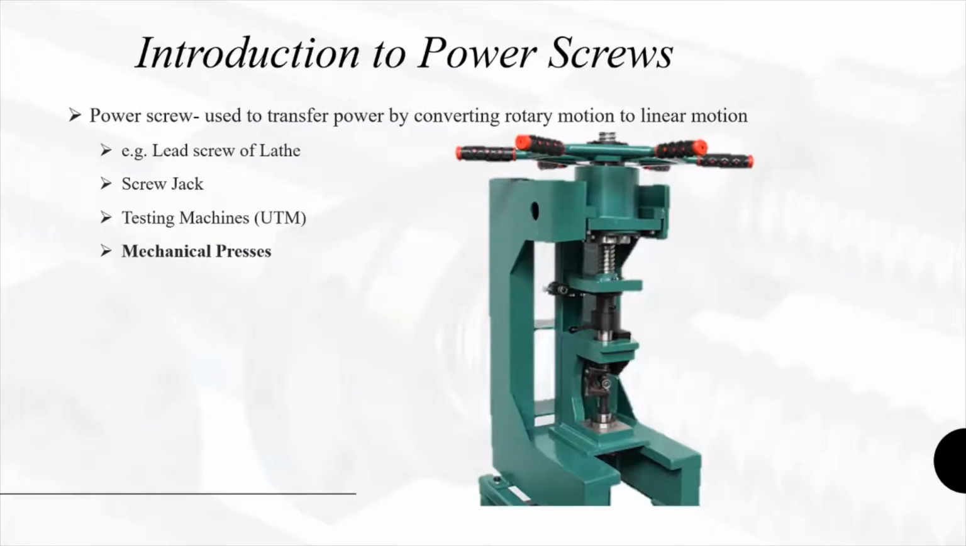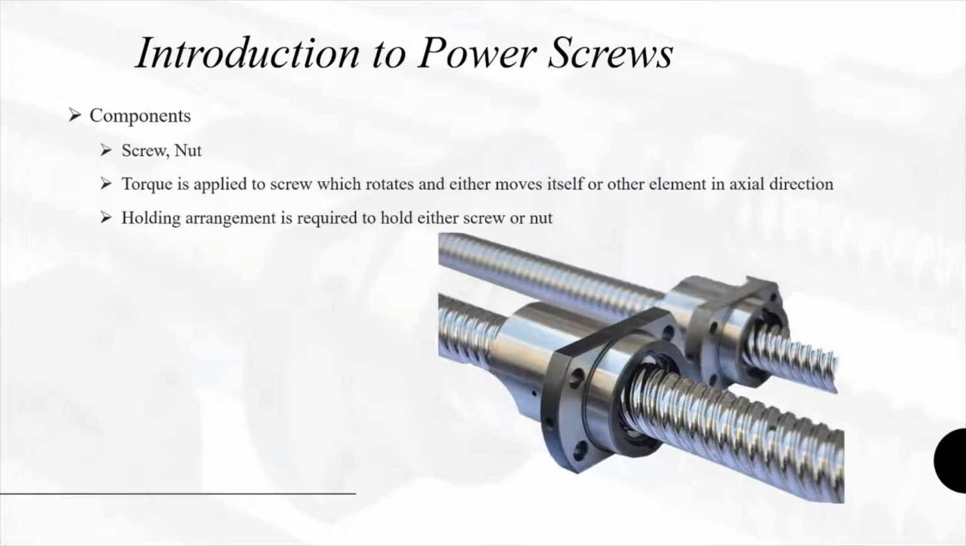The next application is mechanical press. In a mechanical press, the power screw is used to get transverse motion in vertical direction. The screw moves in upward and downward direction and the nut is stationary. The components are only two, that is screw and nut.